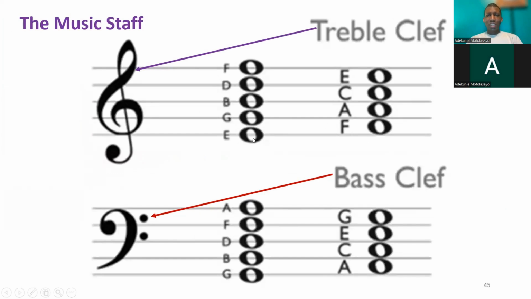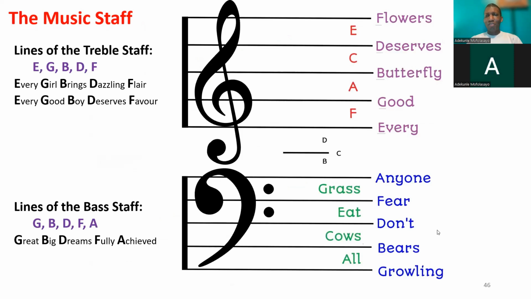So in summary, we said the lines of the treble staff are E, G, B, D, F, and the spaces are F, A, C, E. And for the bass staff, we have G, B, D, F, A, and the spaces are A, C, E, G. And then here we have the acronyms again. Every good butterfly deserves flower, or every girl brings dazzling flair, or every good boy deserves favor or food. Okay. And for the bass staff, we have great big dreams fully achieved for the lines, and all cows eat grass for the spaces.